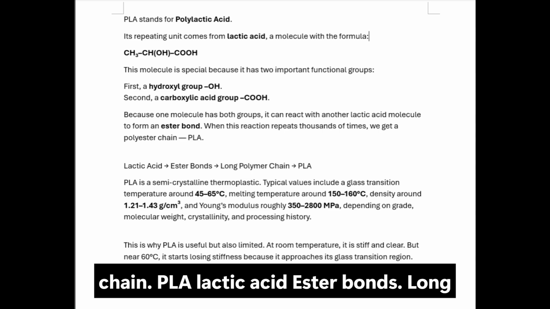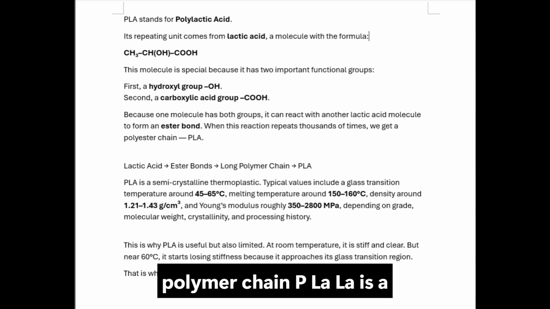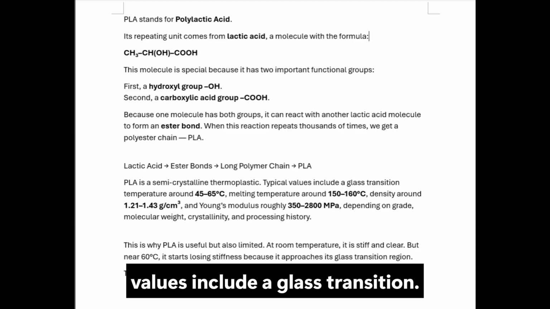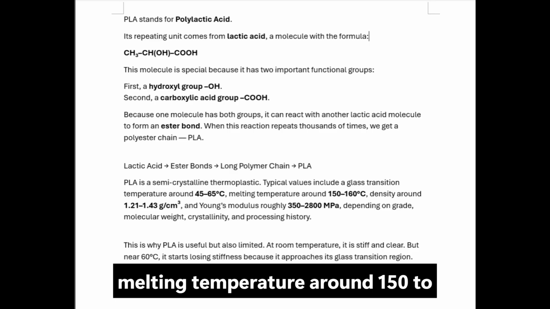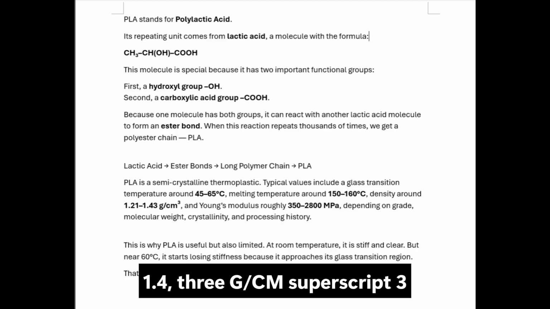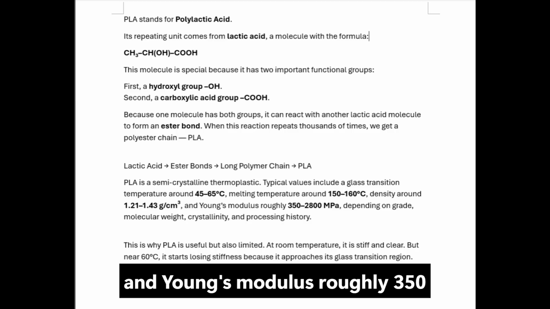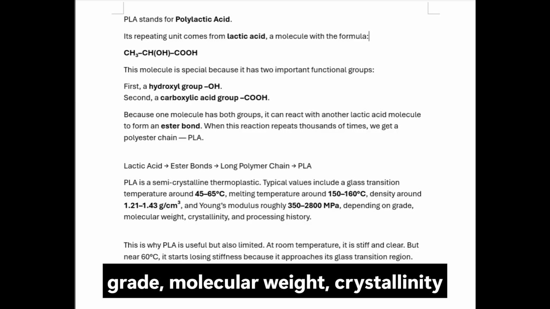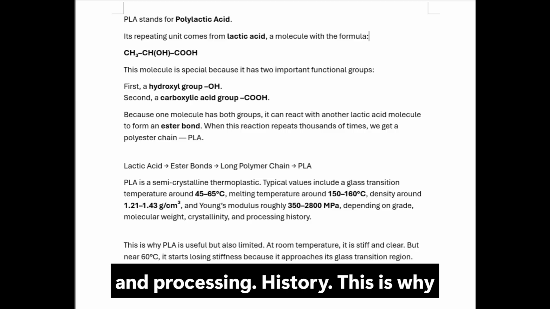Lactic acid, ester bonds, long polymer chain: PLA is a semi-crystalline thermoplastic. Typical values include a glass transition temperature around 45 to 65 degrees Celsius, melting temperature around 150 to 160 degrees Celsius, density around 1.21 to 1.43 g/cm³, and Young's modulus roughly 350 to 2,800 MPa, depending on grade, molecular weight, crystallinity, and processing history.